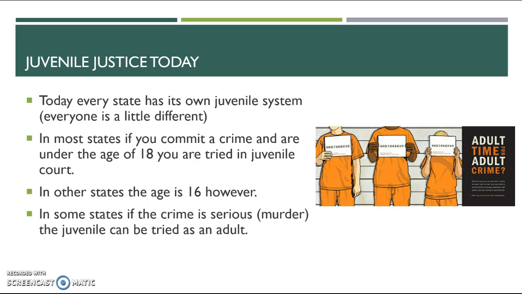The justice system today is different from state to state. Each state has their own version. In most states, if you are under the age of 18 and commit a crime, you are tried in juvenile court. In some states, the age is 16. And then still furthermore, in other states, depending on the crime, if it's very serious, like murder, under certain circumstances, that juvenile could actually be tried as an adult.